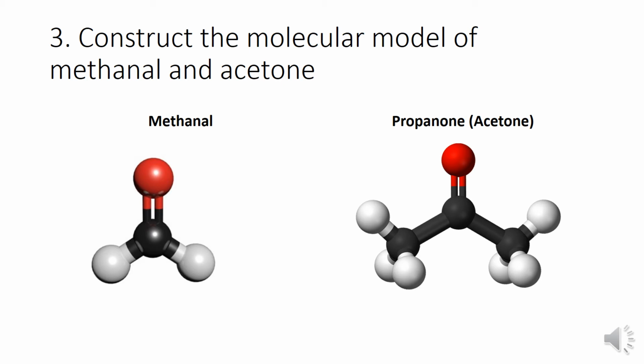So here the propanone has 3 carbon atoms. The second carbon atom is bonded to the oxygen by a double covalent bond, and the 2 carbon atoms on the terminals of the main chain are each bonded with 3 hydrogen atoms. These 3 hydrogen atoms have single covalent bonds, so the carbonyl group is in the middle here. What do we have? We have a ketone.